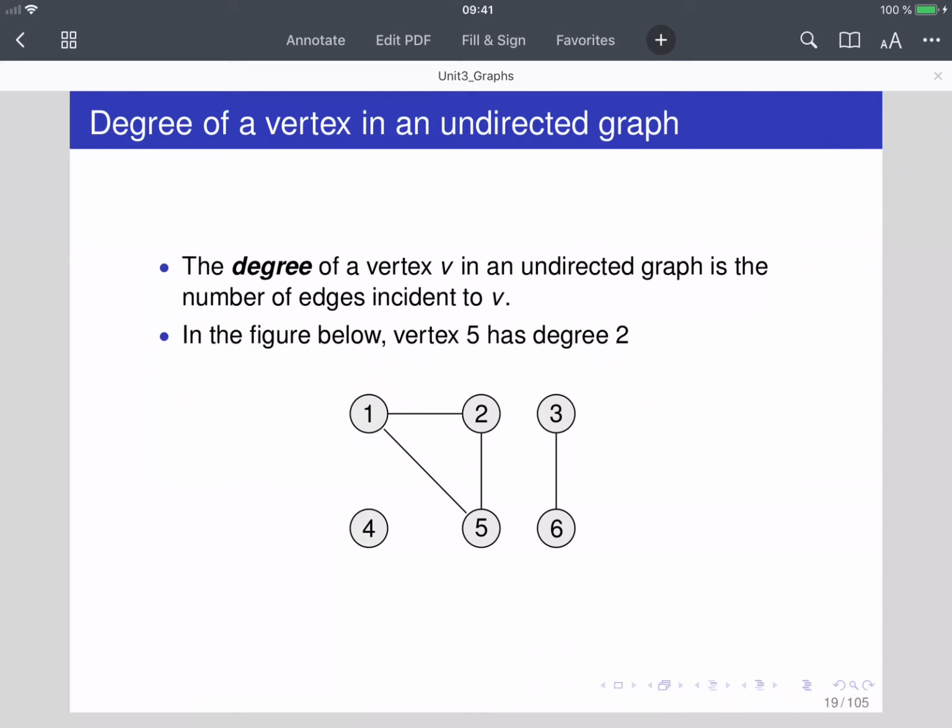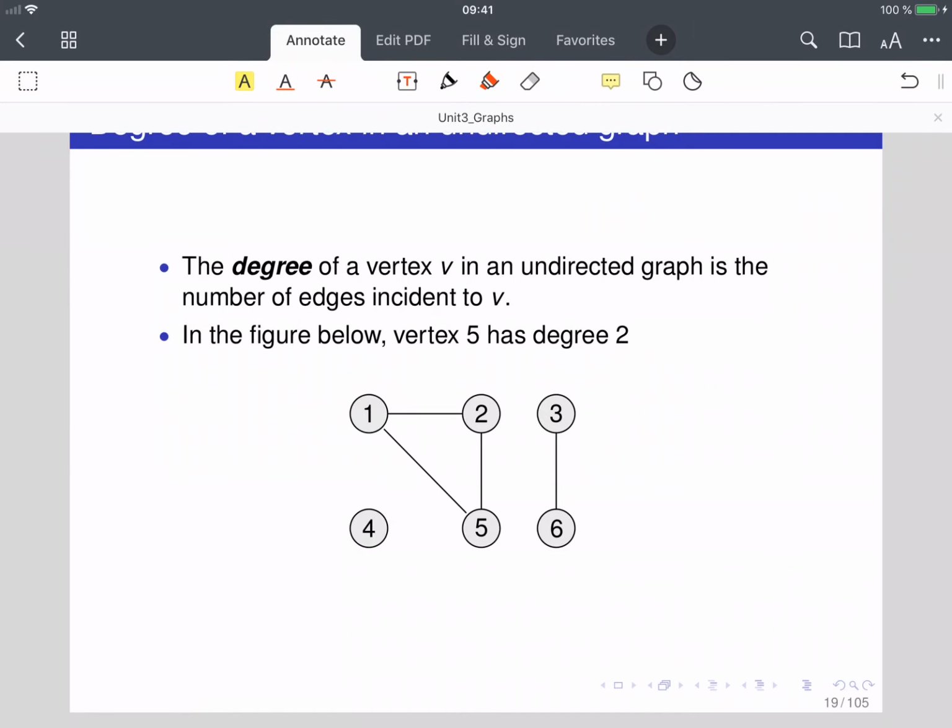Another very important concept that we need to study, and in fact it will be key in the solution to the Königsberg problem, is the definition of the degree of a vertex. This is a bit different depending on whether the graph is directed or not. If the graph is not directed, then we define the degree of the vertex as the number of edges that are incident to the vertex. So we only need to focus on the vertex and see how many edges are touching that vertex.